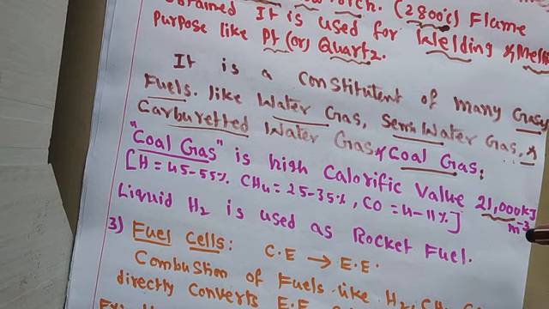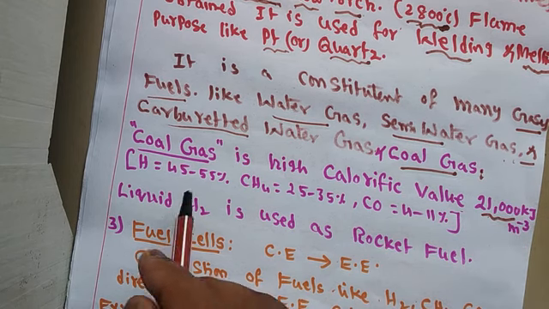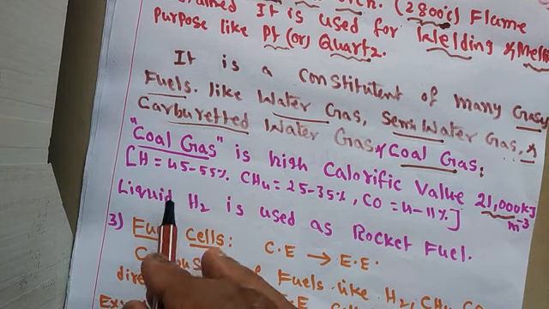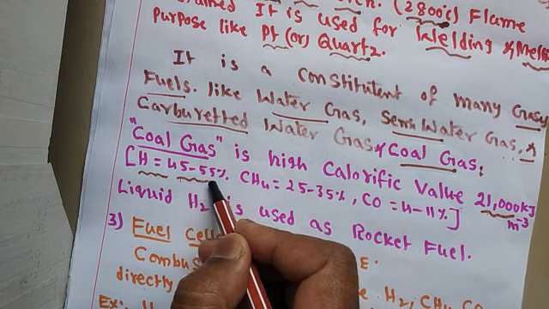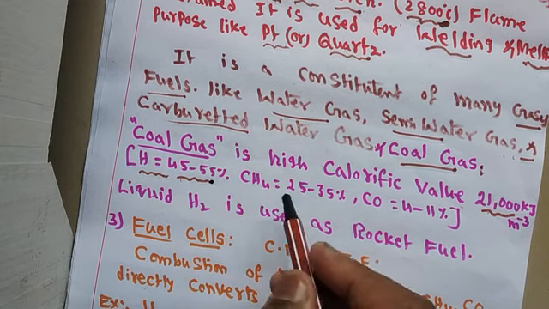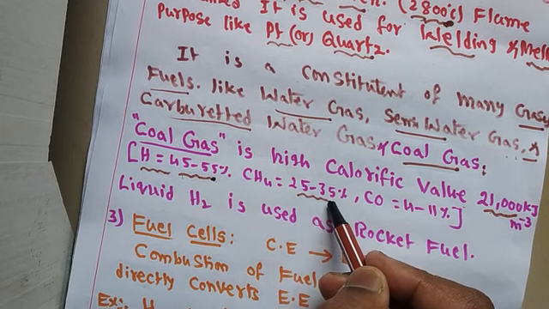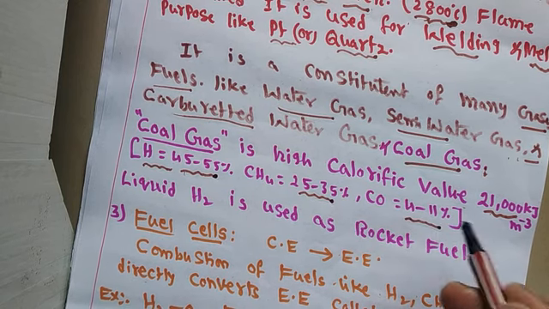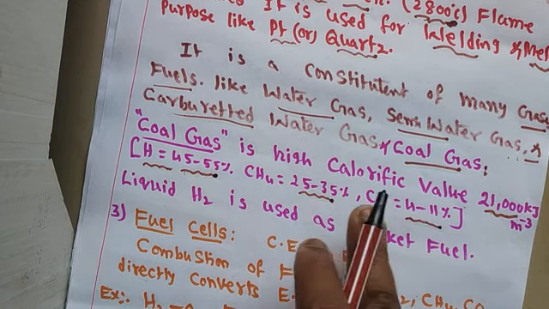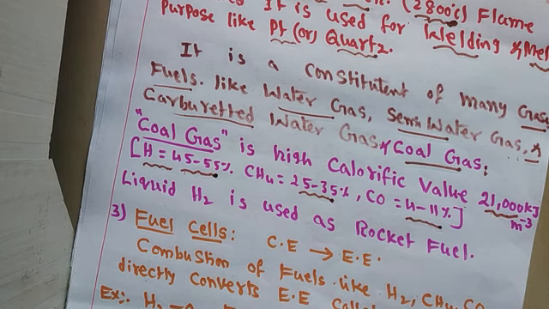Now in this coal gas, what compositions are present, children? Your major component is hydrogen only: 45 to 55% hydrogen. Methane is 25 to 35%. Carbon monoxide is 4 to 11%, children. So these are the composition of coal gas.